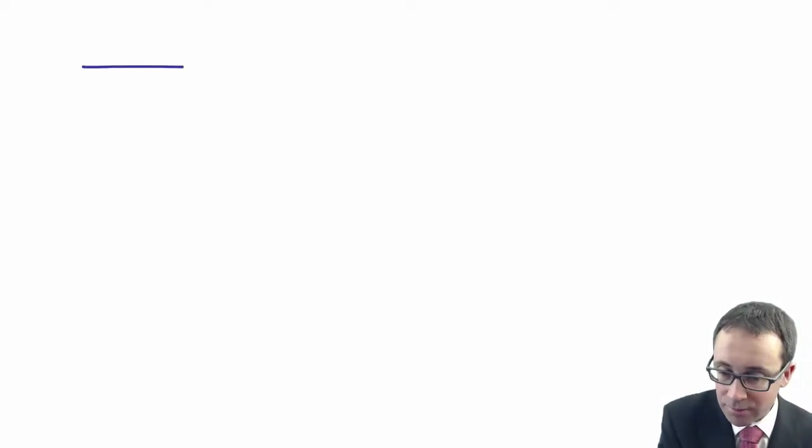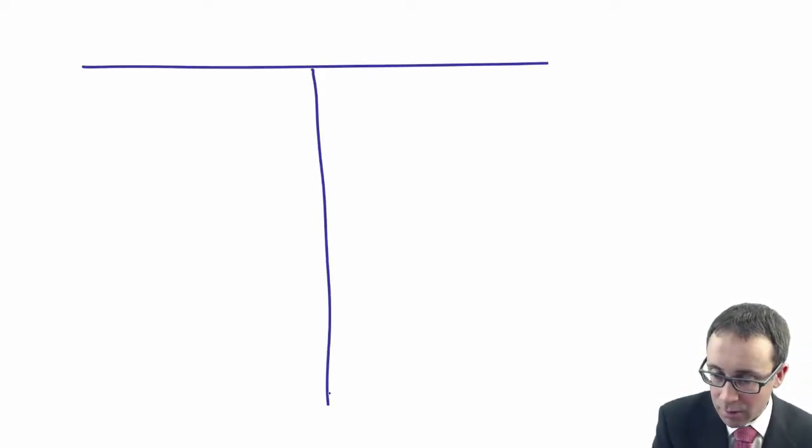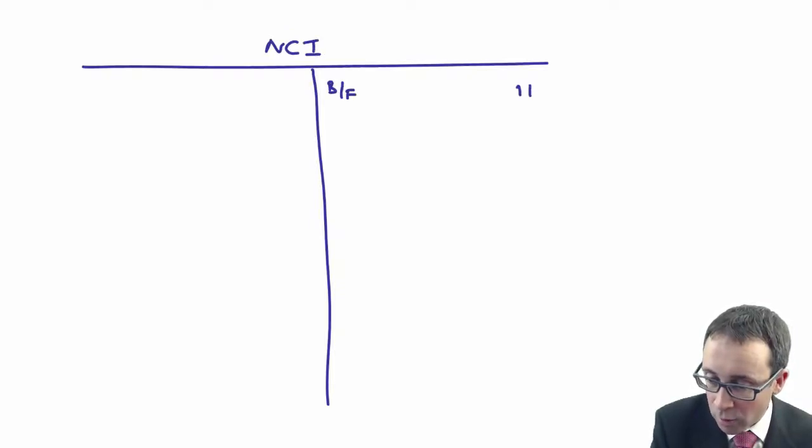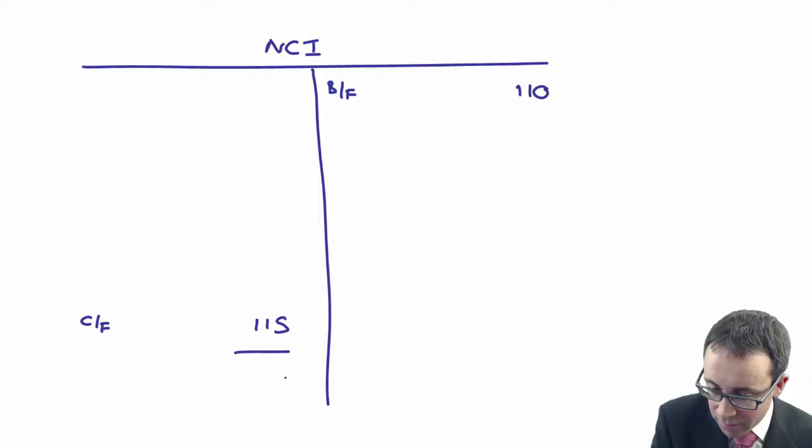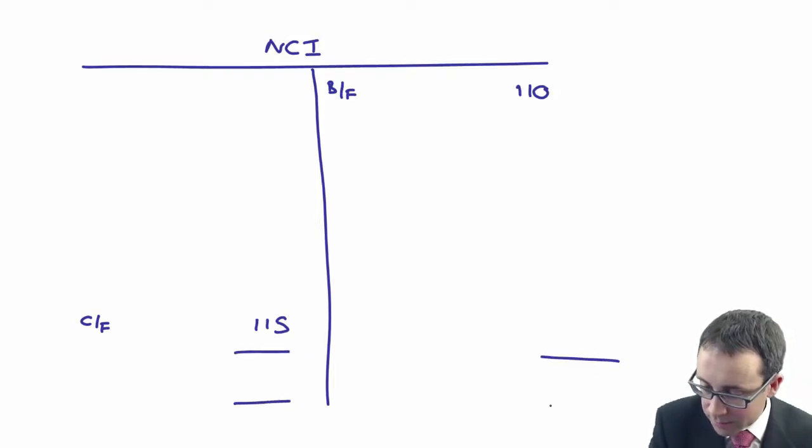So what we can go through and do is draw up my T account. It's there as my non-controlling interest, isn't it? My brought forward was there as 110 on the credit side. My closing was there as 115 on the debit side. Okay.